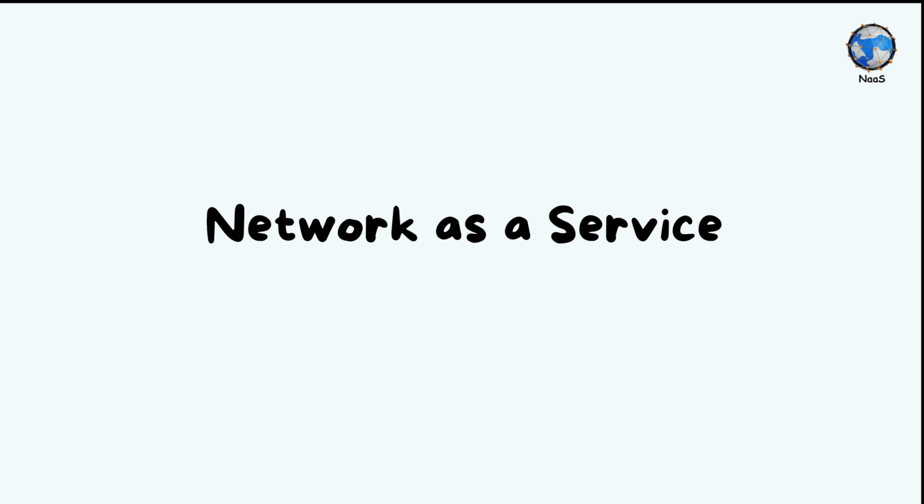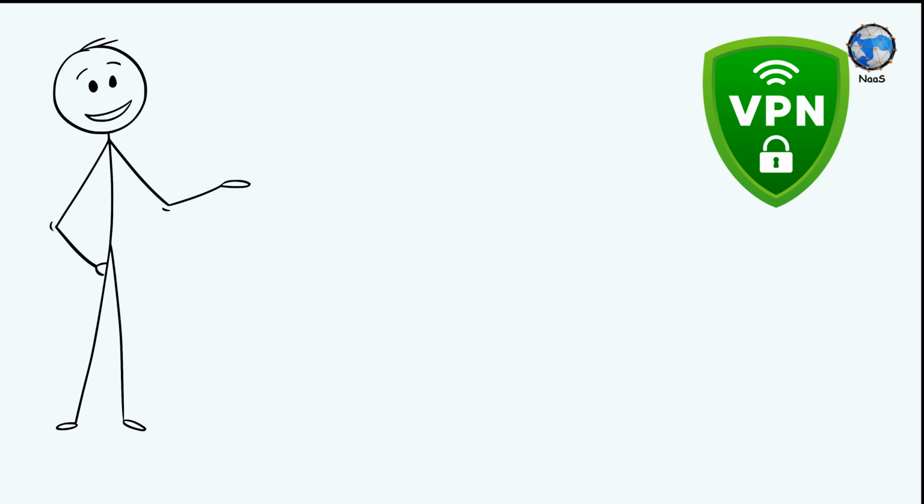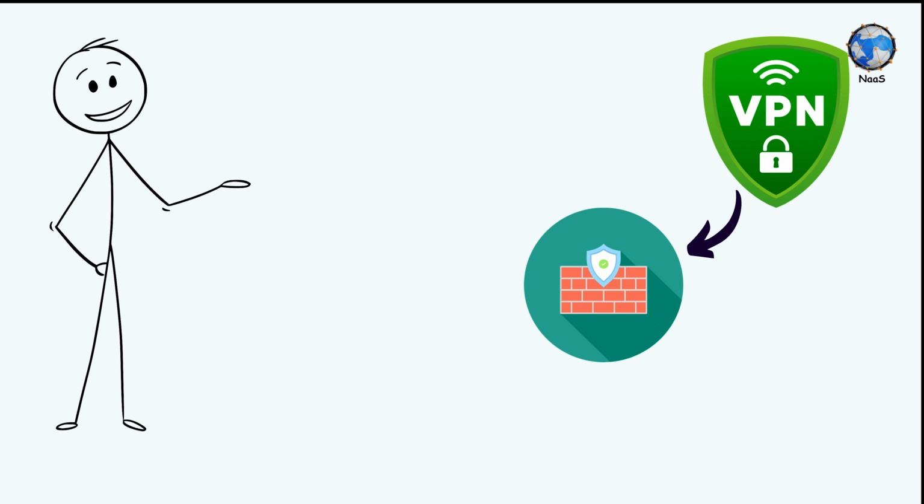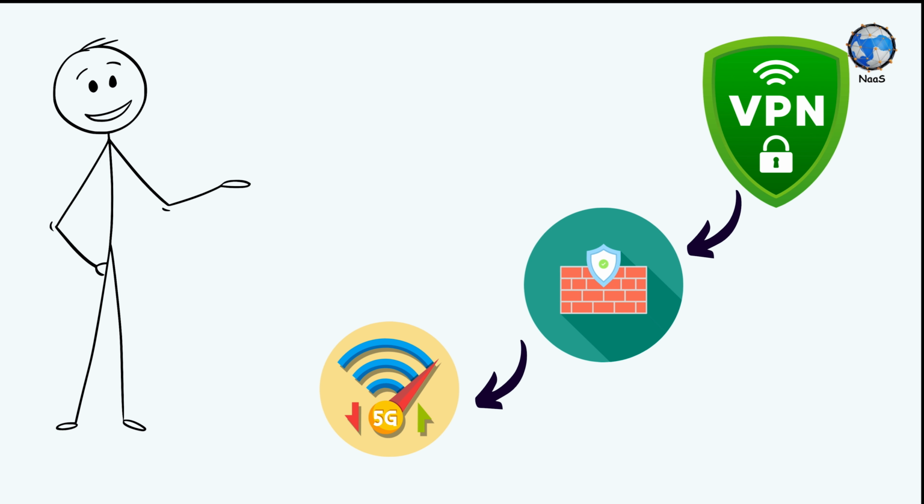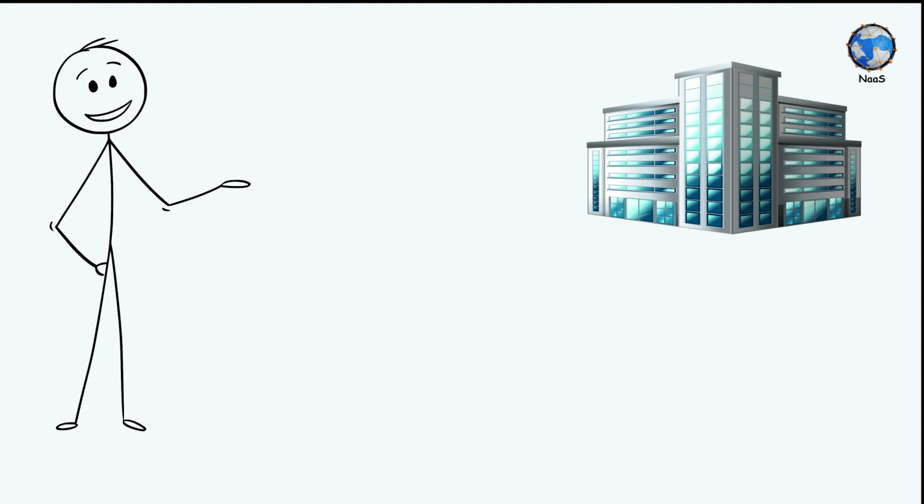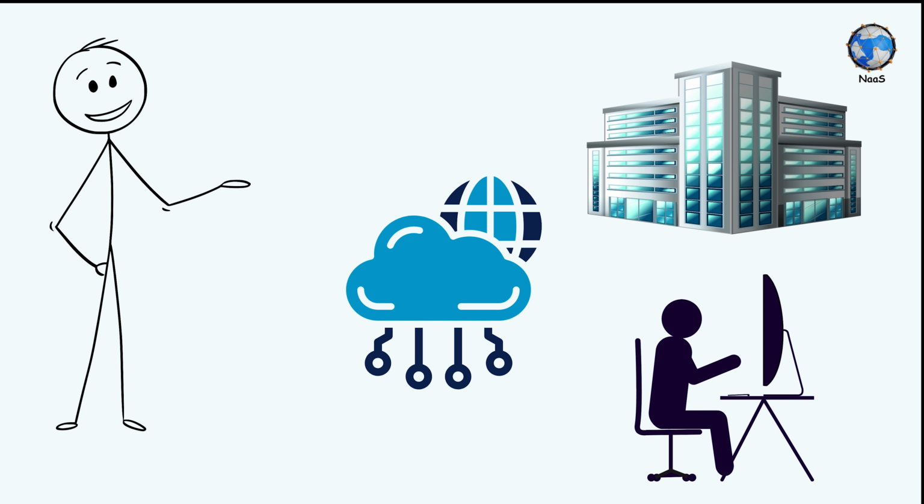NaaS, or Network as a Service, lets you set up and manage your network like VPNs, firewalls, or bandwidth through the cloud. Instead of buying networking hardware, you control everything online, making it easy to connect offices, remote workers, or cloud resources securely.